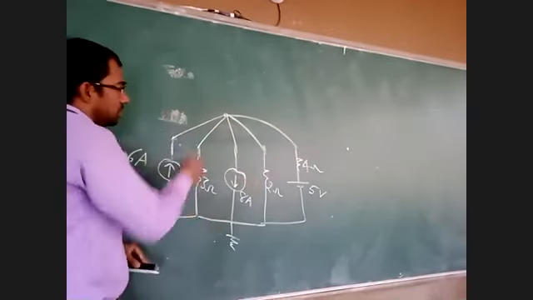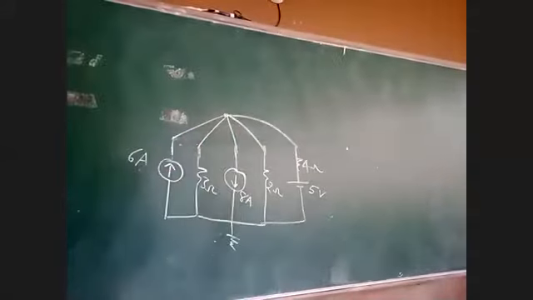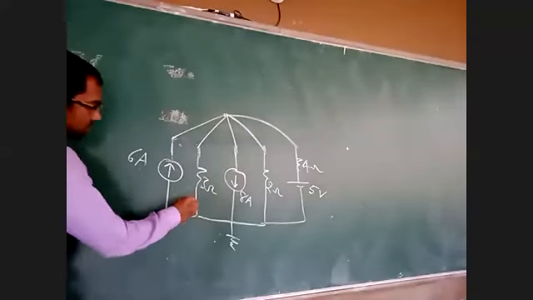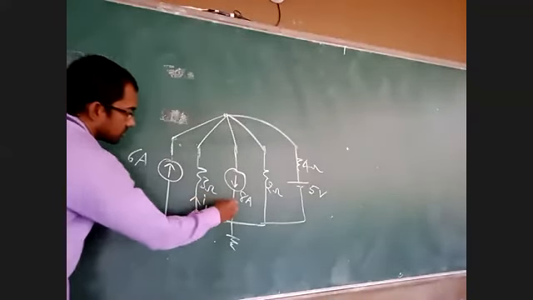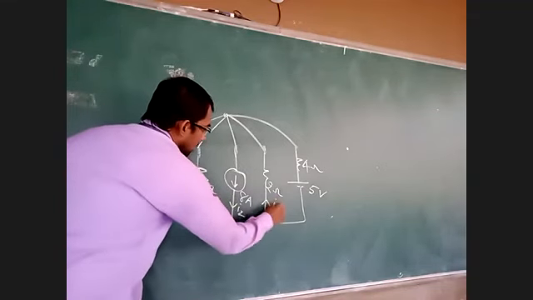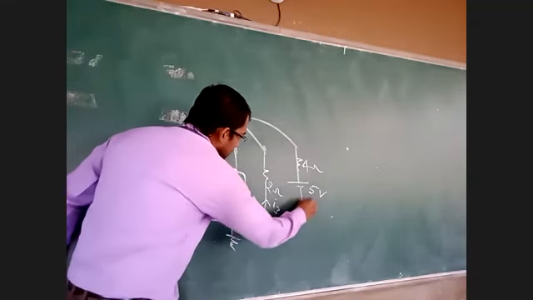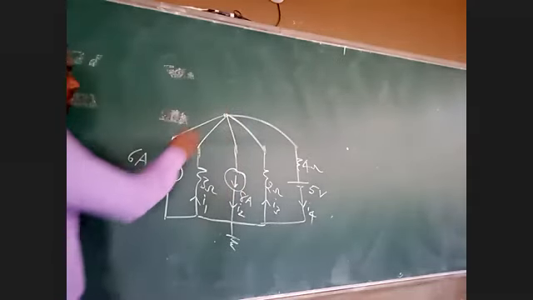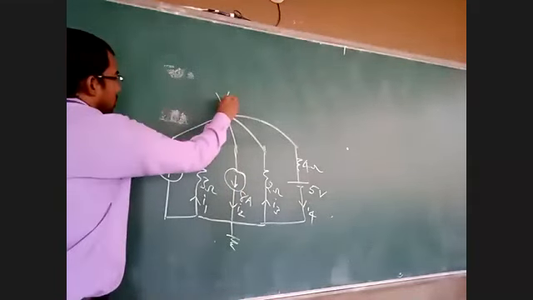How many branches are connected to that node? 5 branches. Okay. Let us take the actual currents also. Let us take this is I1, this is I2, this is I3, this will be I4. Anyway, this is the current. Okay. Now, I want to determine the node voltage.